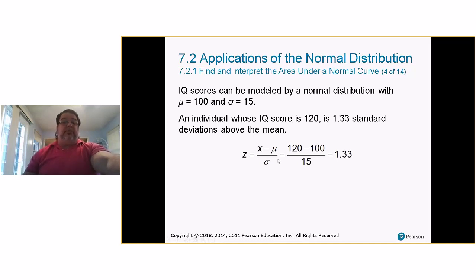All right, so 120 minus 100 over 15. There is your z-score. Now that is what you're going to put into your calculator when you use normal PDF, unless you got a newer calculator that changes it for you.